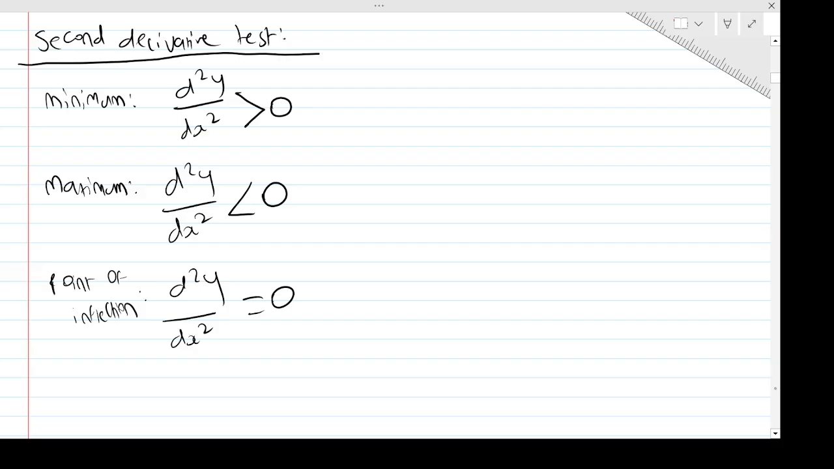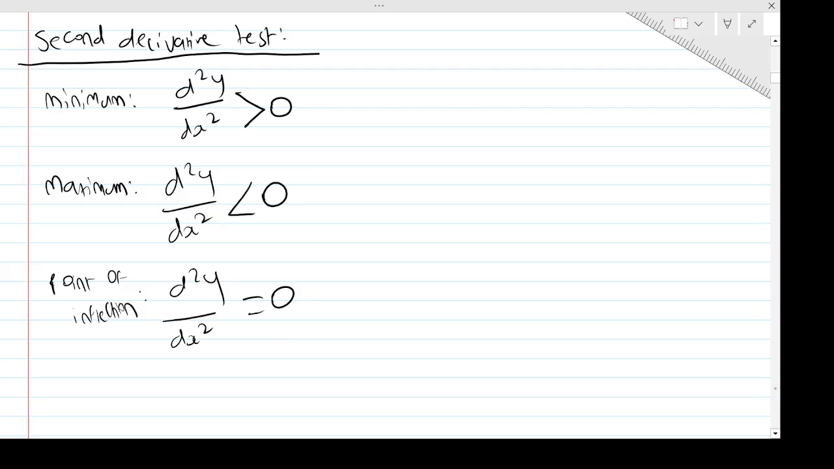Remember, the gradients are all to do with change, right? So for the minimum, we've gone from a negative to a positive, so the change is positive. Hence, the second derivative is positive. For a maximum, it's going from a positive to a negative gradient. The change in that is it's going down, it's negative. Hence the negative there. And so for a point of inflection, the second derivative has to equal 0.